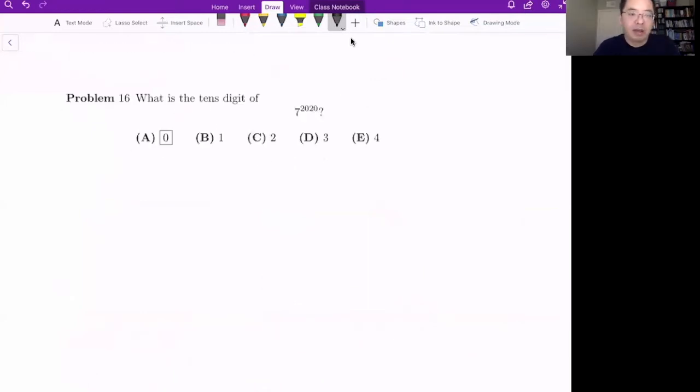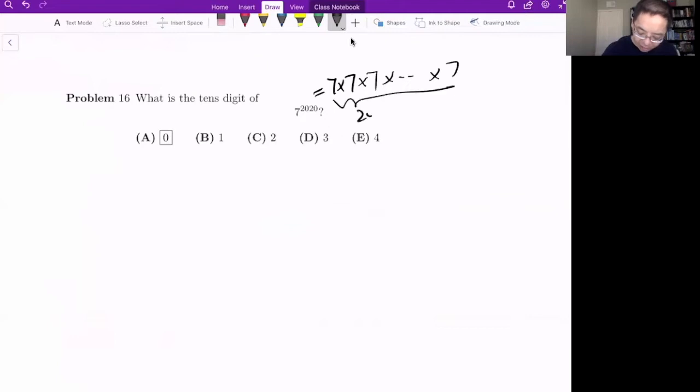All right, so problem number 16. Here we have an incredibly large number, 7 to the power 2020. By definition, this is 7 times 7 times 7 and so on all the way. Here we have 2020 sevens multiplied together, which is incredibly large. There's no way we can write it out. But what we're looking for is the 10th digit.